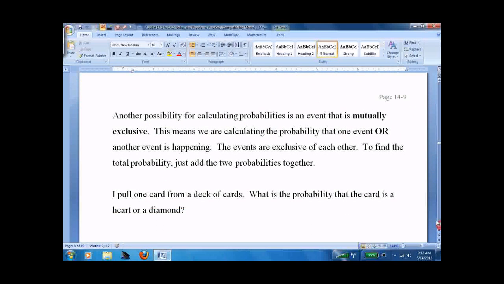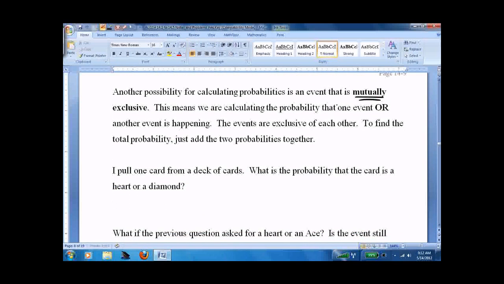Flipping over. We could have a mutually exclusive event. This means that we're calculating a probability of event one or the other. In this case, we add. We don't multiply.